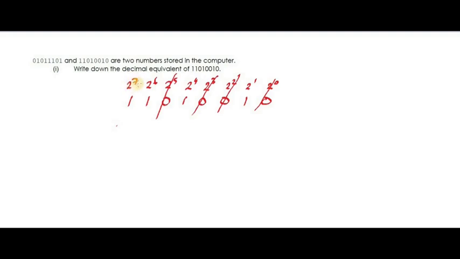So what is the value for 2 to the power 7? It's 128, right? Plus 2 to the power 6 means it is 64, plus then 2 to the power 4 means it is 16, right? Plus 2 to the power 1, it is 2. So finally you have to add all the numbers. So you will get 210, right? 210 base 10. This is our final answer. Okay.